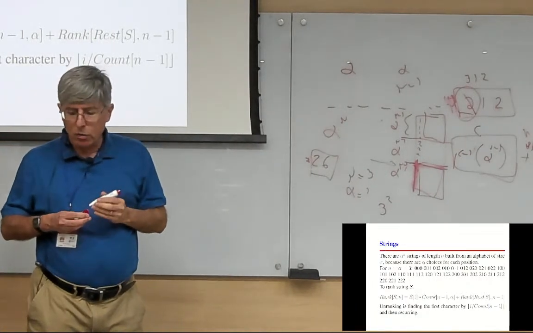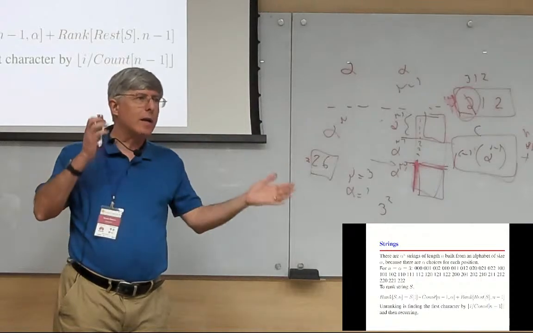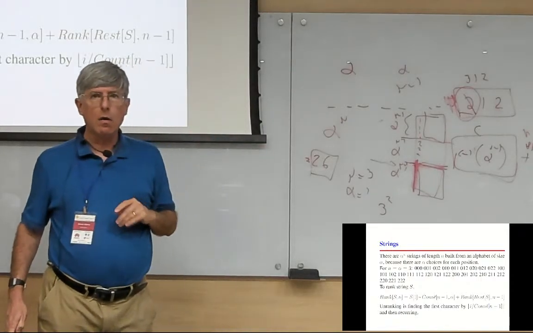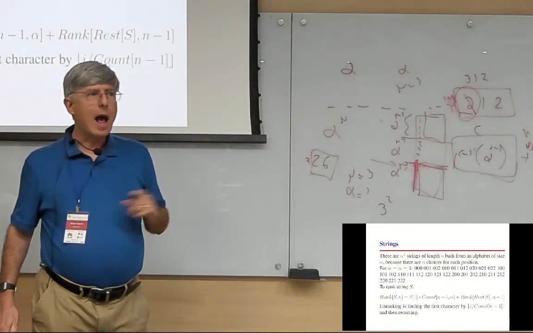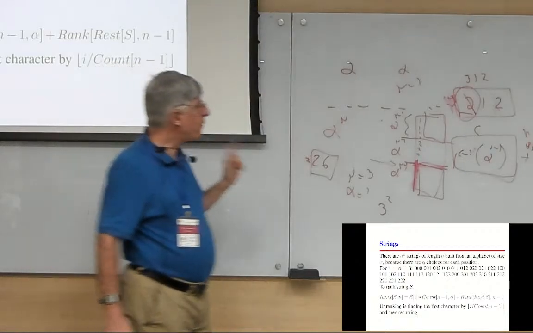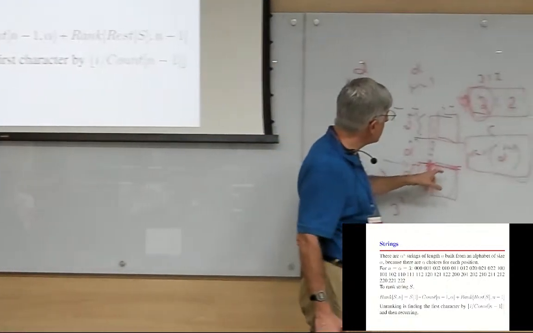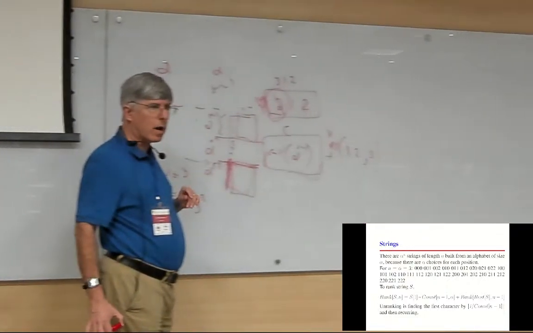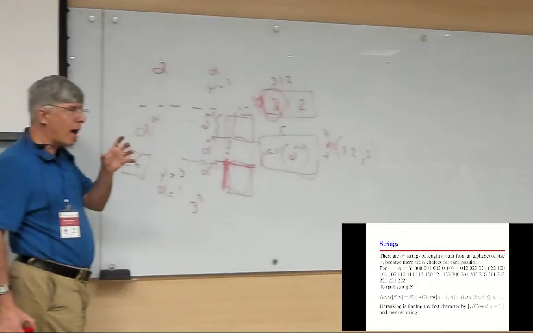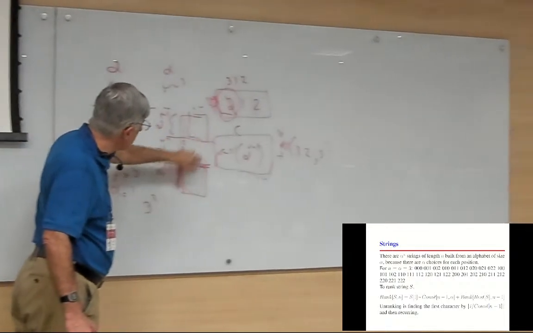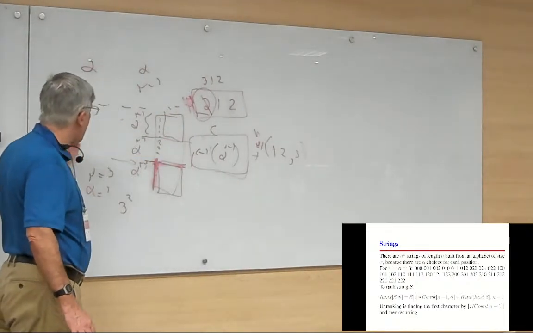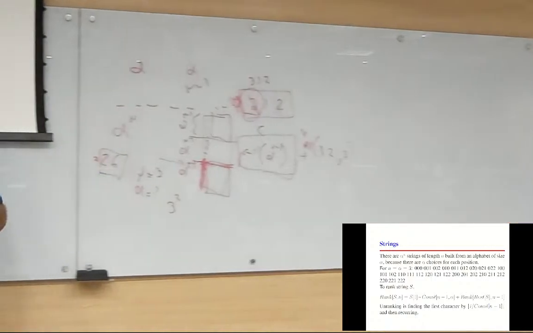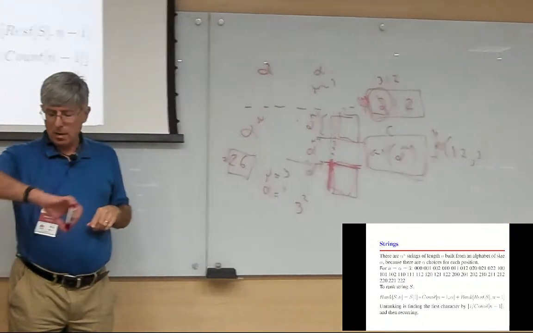Okay, so you should be able to work out the ranking and unranking functions for strings, and it should be clear that they follow directly from the ability to count. Okay, that's what's driving this thing. If we know how to count, we can figure out to rank and unrank things. Any questions about that? Okay.